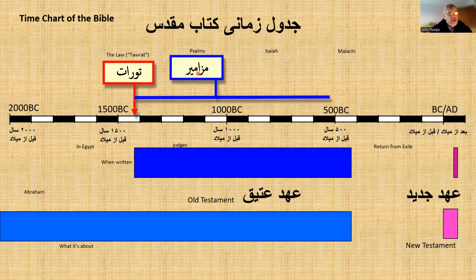We've got Psalms. Mazamir is written over a long period, so the earliest Psalms are written possibly by Moses, and there are some Psalms that are written just before the Persian Empire gets going with Khurosh.